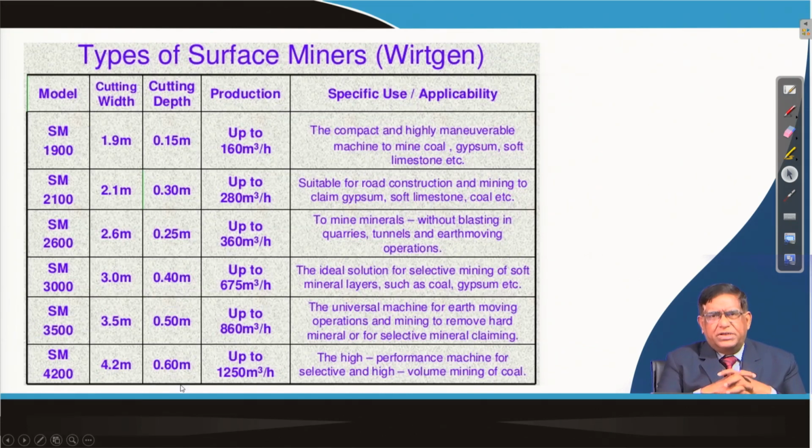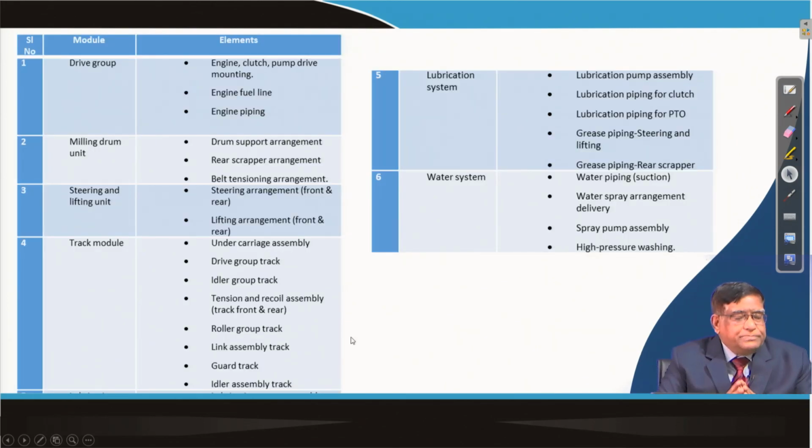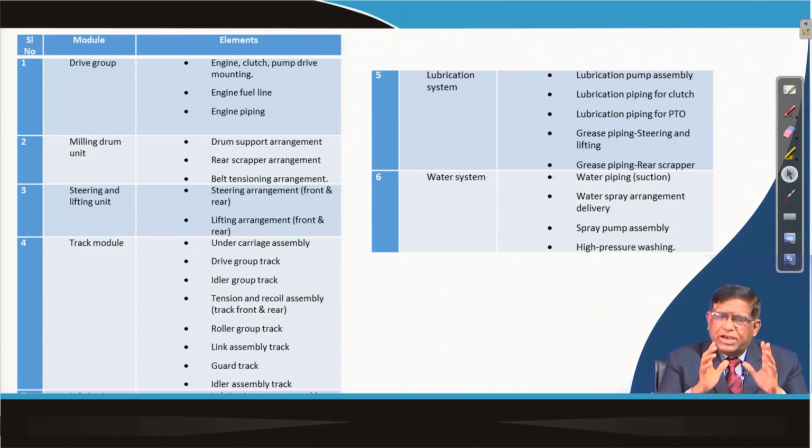The cutting depth can go up to 0.6 meter. There are machines nowadays where a cutting depth up to 1 meter is possible, depending on the type of rock, and production of up to 1250 meter cube per hour is what you can get. So, this is a low production rate, but it depends on which machine is suitable for what. In our coal mining, normally it is the SM 4200 or even bigger machines that are being used.